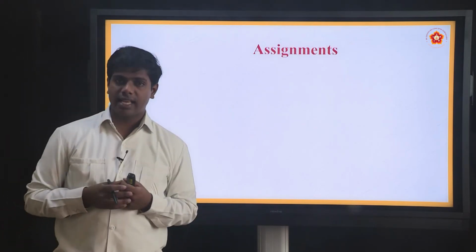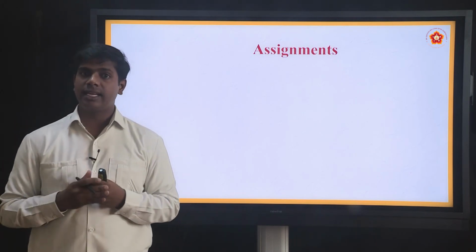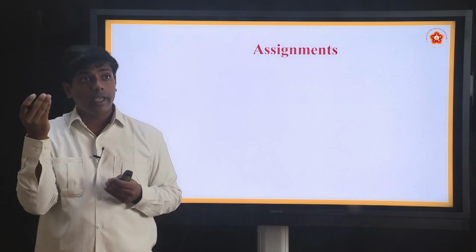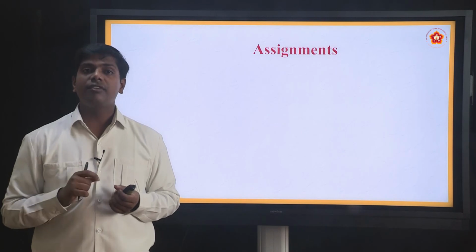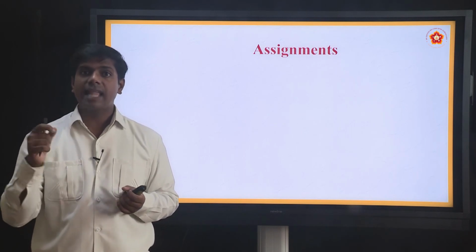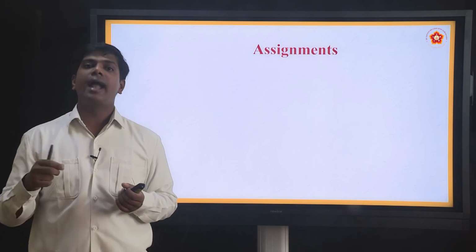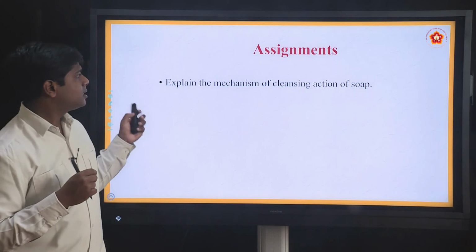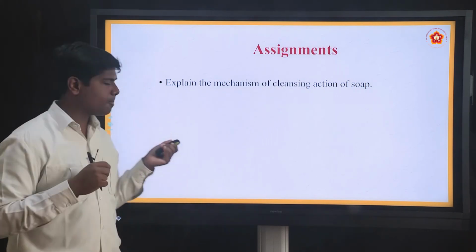In today's class we have discussed the reactions of ethanol and the reactions of ethanoic acid, that is the esterification reaction and saponification reaction. Then we discussed what soaps are and the mechanism of cleansing action of soap, and we have discussed detergents. For assignments, explain the mechanism of cleansing action of soap.